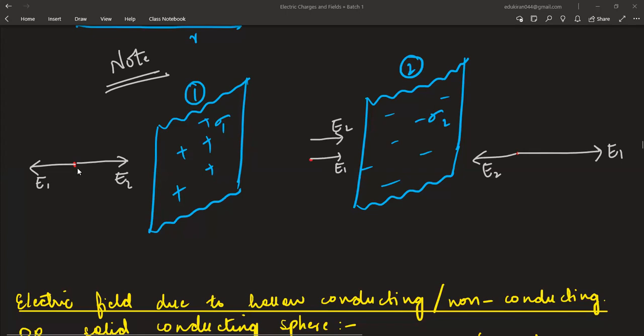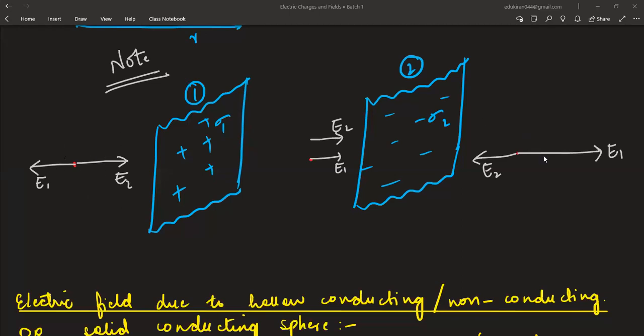Suppose this is the point, this red dot, and I have to calculate the electric field due to these two sheets. This is the first sheet, sigma 1. This is the second sheet, sigma 2. This E1 is because of the positive sheet, so it will be moving away. That's why left hand side is the direction. And when I'm talking about the negative charge, I'm moving towards it. That's why this is towards. So these are in opposite direction at this point if the question comes.